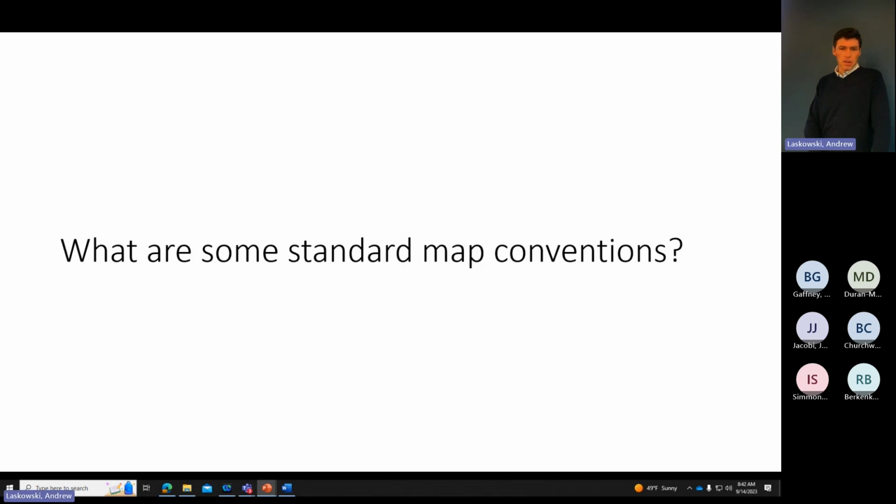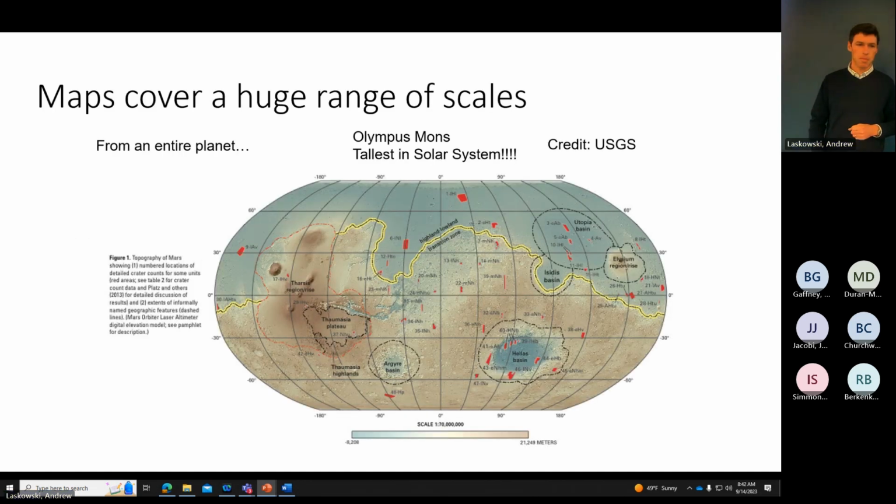So lots of good things to think about. And the basics of creating a map with conventions are choosing your projection, choosing your map scale, and then choosing your symbology techniques as well. And you have control over all of that in a GIS.